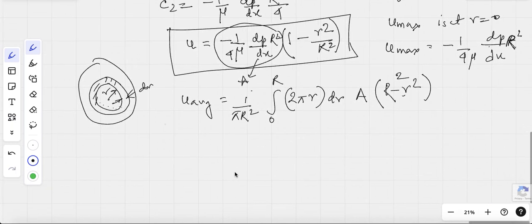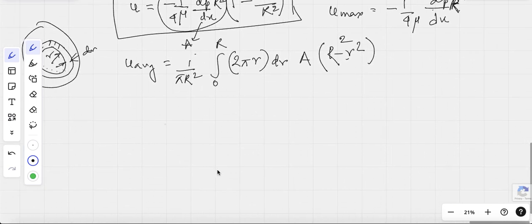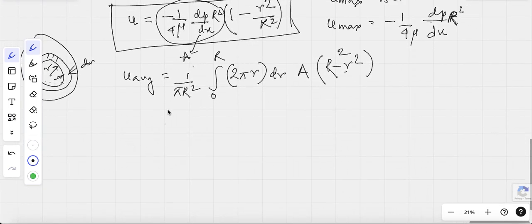So this term becomes 1 by pi R square times 2 pi a, integral from 0 to R of R square r minus r cube dr.